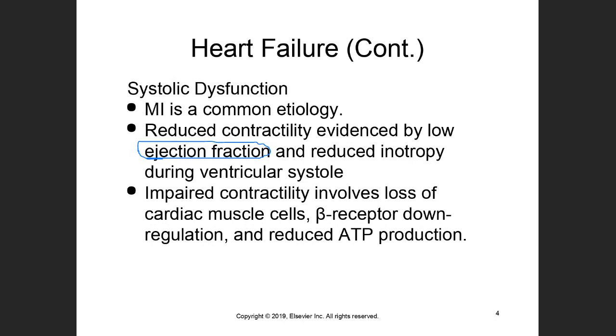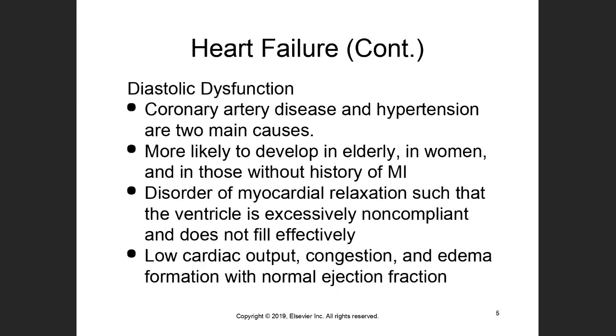Impaired contractility involves loss of cardiac muscle, and there are some receptors that we have in cardiac muscle. For diastolic dysfunction, coronary artery disease and hypertension are the two main causes, and it is more likely to develop in the elderly. It is a disorder of myocardial relaxation, remember that this is during diastole, and the ejection fraction is normal. You can see right here, normal ejection fraction. The patient has low cardiac output, congestion, edema.